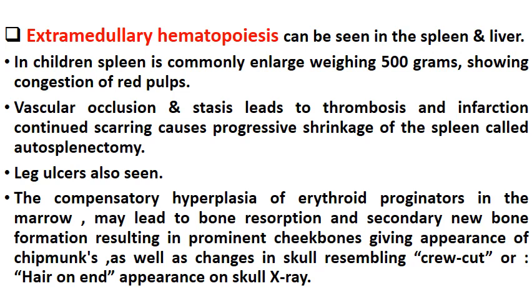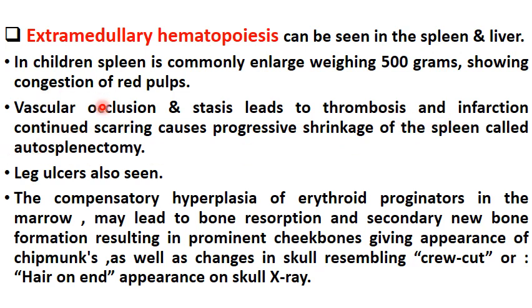Extramedullary hematopoiesis can be seen in the spleen and liver. In children, the spleen is commonly enlarged, weighing 500 grams and showing congestion of the red pulp. Vascular occlusion and stasis lead to thrombosis and infarction, and when continued scarring develops, it leads to progressive shrinkage of the spleen. This is called autosplenectomy.